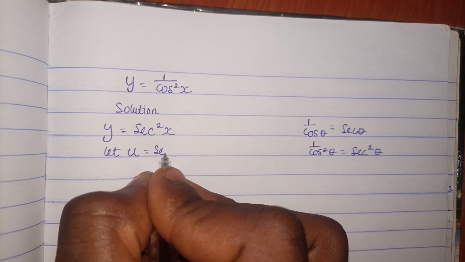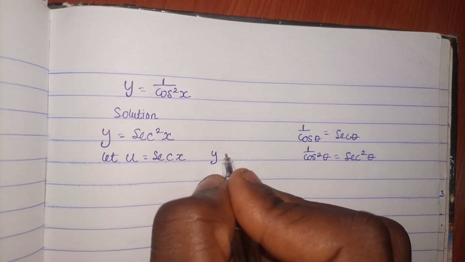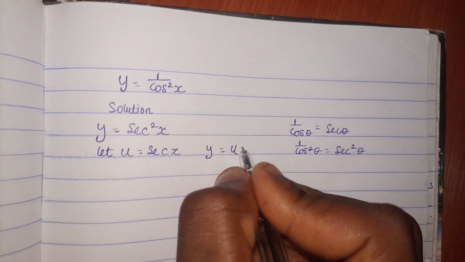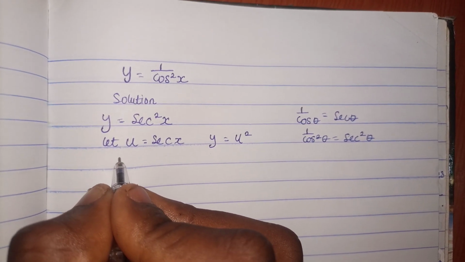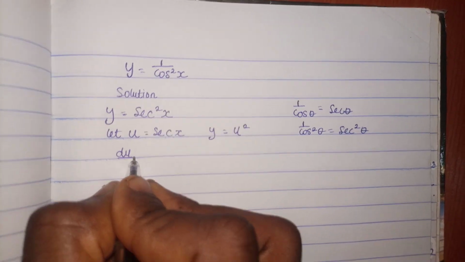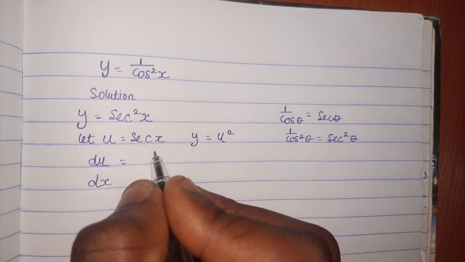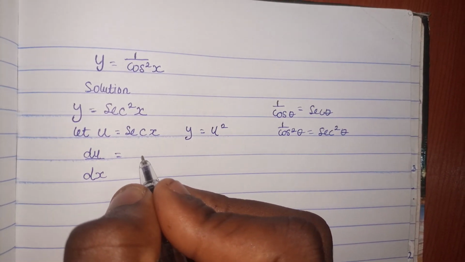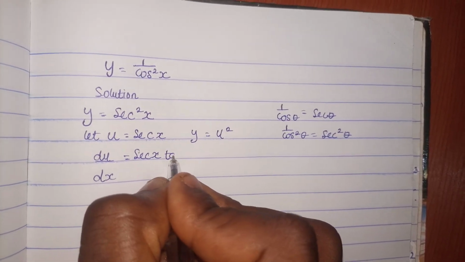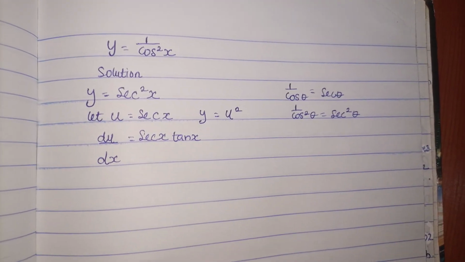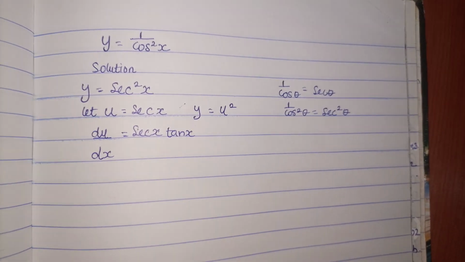Now you can say let u equal sec x. Then our y will be u squared. So let's differentiate. We are differentiating u with respect to x. It will be du over dx equals the derivative of sec x, which is sec x tan x. If you go to my previous video, I did the derivative of all these trig functions, from sine to cot.